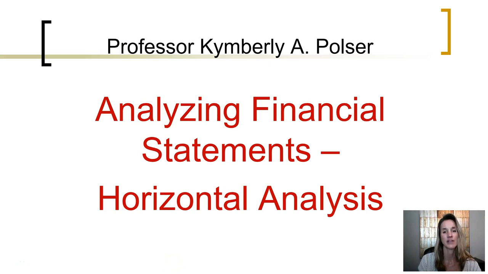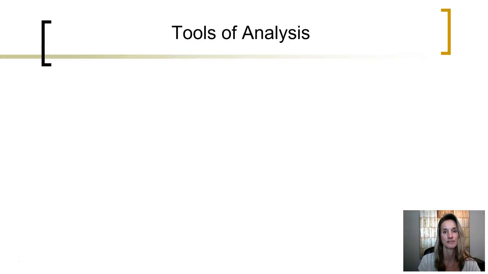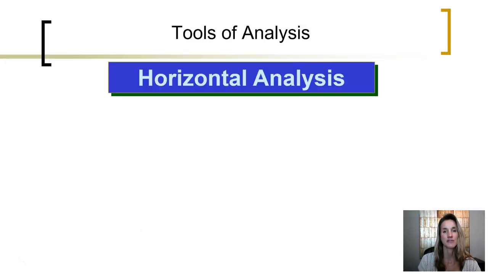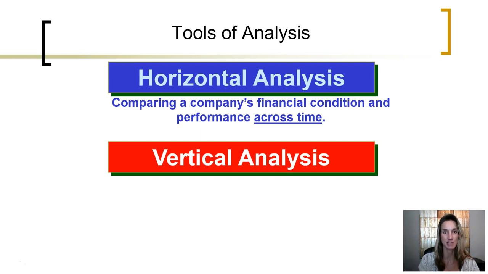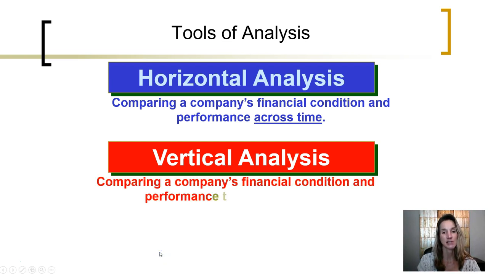This video is going to look at the use of the horizontal analysis financial tool. There are a couple different tools that we can use to analyze. The horizontal analysis, which compares a company's financial condition and performance across time, in other words, from one year to the next. Or there is vertical analysis. Vertical analysis compares a company's financial condition and performance to a base amount.